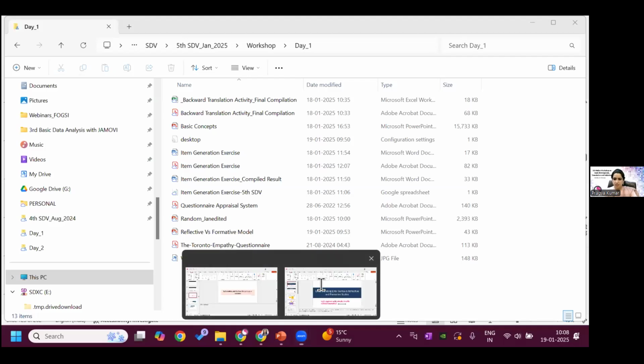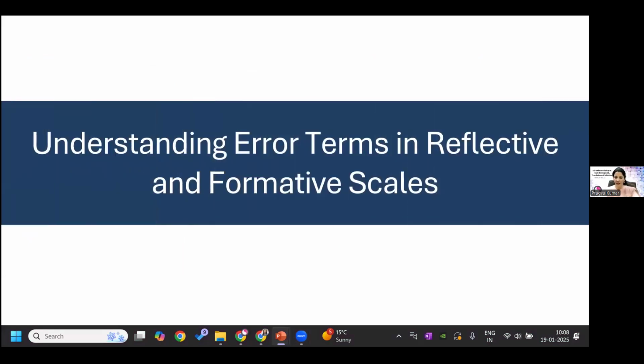So I'll start. I think Ashwati asked yesterday why there was an error term at the construct level. I think it was Ashwati, because she asked why the error term is there at each item level in the reflective scale, and why it is there at the construct level in the case of a formative scale.